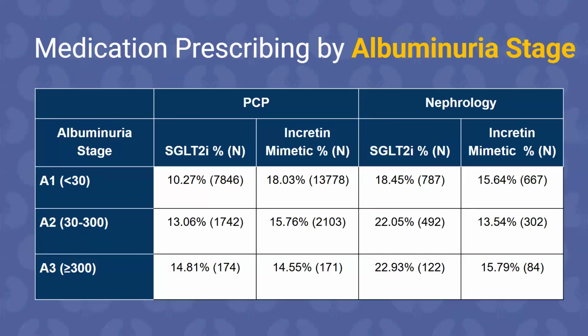And then breaking it out by albuminuria stage, a pretty even spread across. Maybe this is an area for improvement for us in terms of boosting up the use of these medicines, because this is probably the highest risk group and the group that would benefit the most from these medicines. But again, ahead of where the PCPs tend to be in general.